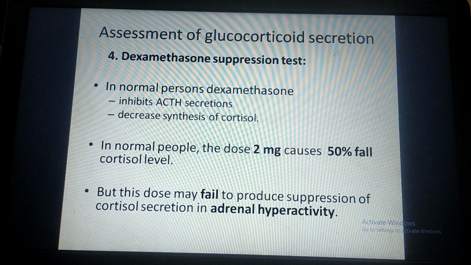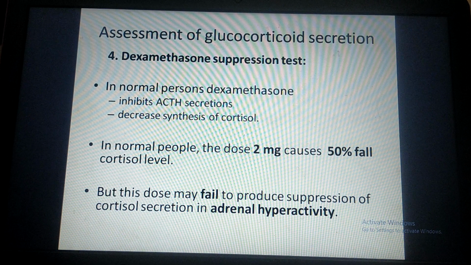Next is the dexamethasone suppression test. In normal persons, when dexamethasone is given, this dexamethasone is an artificial steroid. It has action similar to cortisol. So when this dexamethasone is given intravenously to a patient, it acts negatively on the pituitary gland and inhibits its secretion just like cortisol. Therefore, due to decreased secretion of ACTH, there is decrease in the stimulation of the adrenal gland, leading to decreased cortisol synthesis in normal persons. In normal persons, if you give 2 milligram of dexamethasone, it will lead to a fall of 50% in the cortisol level of the blood.